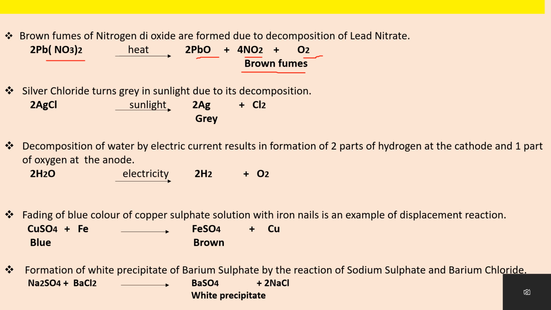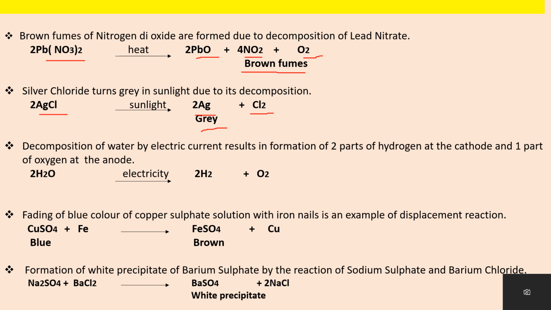The fifth reaction is photolytic decomposition of silver chloride. When silver chloride reacts with sunlight, it produces silver and chlorine. But the color of silver changes to gray. And this important reaction is used in photography.